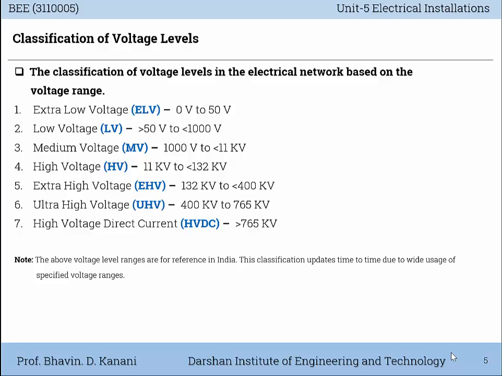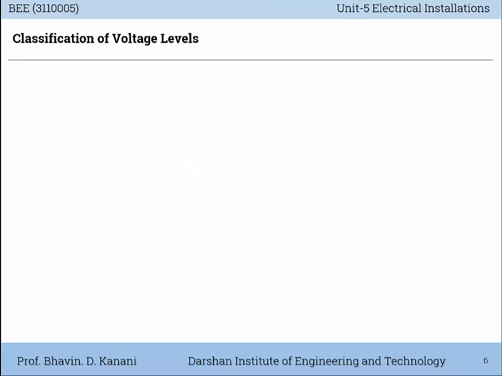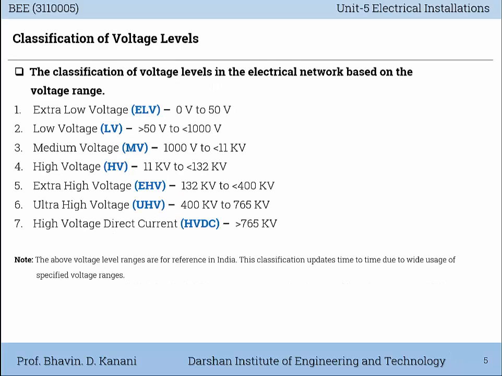Even though this is the reference range, this range updates the voltage level categories from time to time with usage of the voltage levels and technology changes.